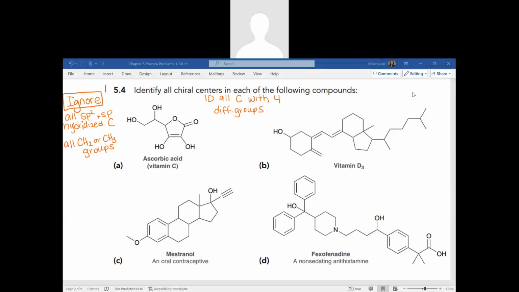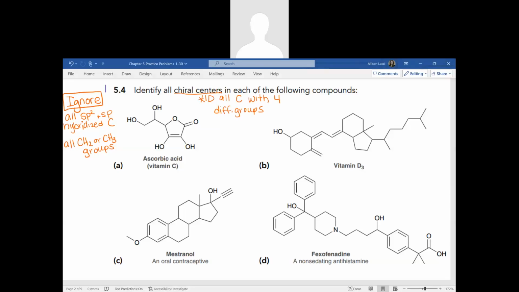For Chapter 5, Problem 4, we are asked to identify all the chiral centers in each of these following compounds. So we have a total of 4 compounds that we'll work through. And let's remind ourselves here. A chiral center, we're going to identify all of the carbons with 4 different groups.